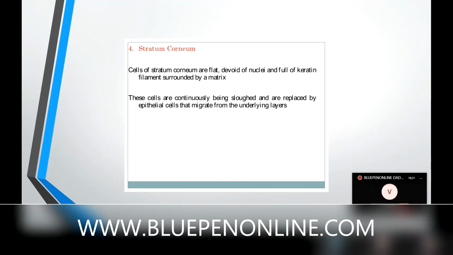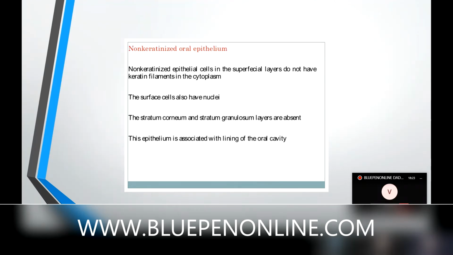Coming to non-keratinized epithelium, the superficial layers do not have keratin filaments in the cytoplasm. The surface cells also have nuclei. The stratum corneum and stratum granulosum layers are absent. The epithelium is associated with the lining of the oral cavity.